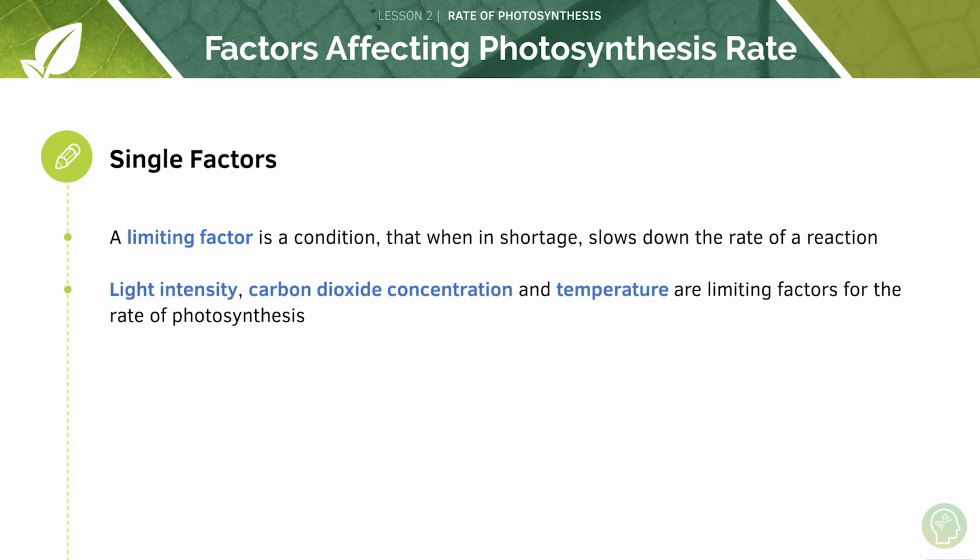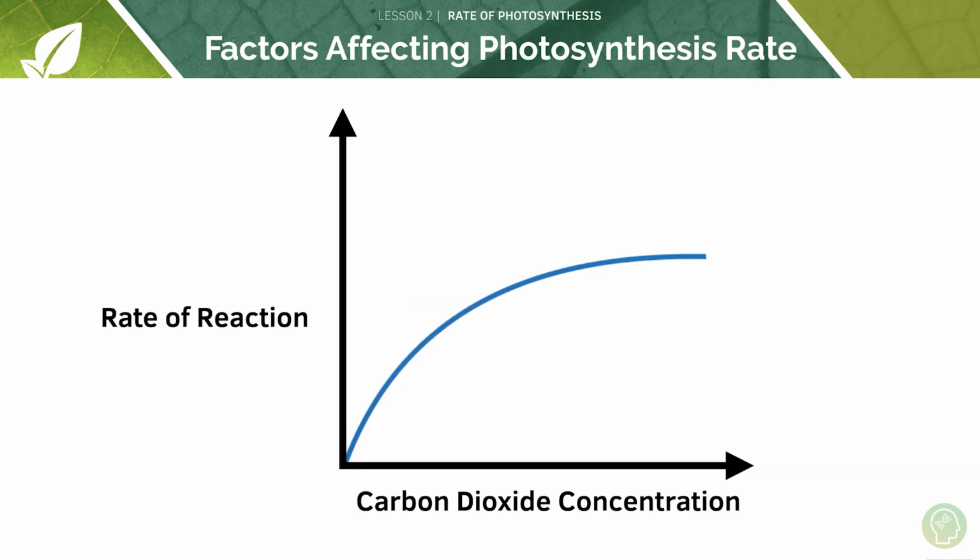So that means that each of these factors, individually and in concert together, can affect the rate at which a plant undergoes photosynthesis. So let's break this down a little. Let's have a look at what this graph is showing us. We have carbon dioxide concentration on the x-axis, so the more we move this way, the higher the concentration of carbon dioxide, and we have the rate of reaction on the y-axis.